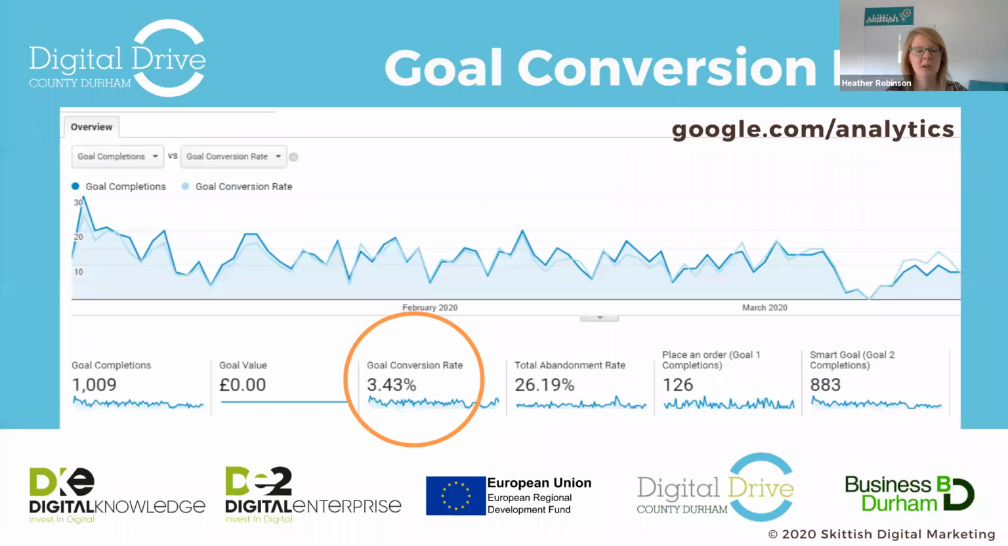So the first one is goal conversion rate. You would need to set up goals in analytics to be able to view this information. A goal is essentially what you want someone to do on your website. You could create a goal for a sale if it's e-commerce. You could create a goal for an inquiry if it's a lead generation website. You could create a goal for viewing a particular page on your website, or viewing a number of pages, like an engagement goal, or people staying on your website for a certain amount of time.